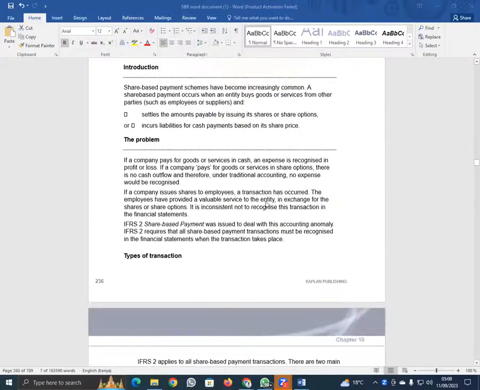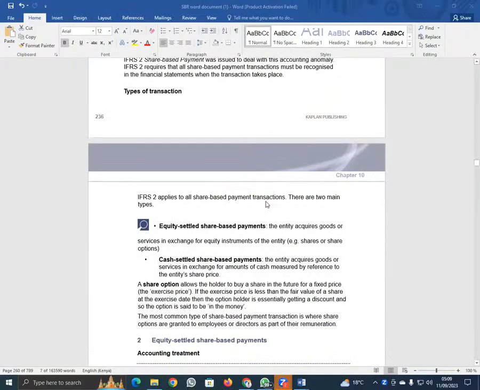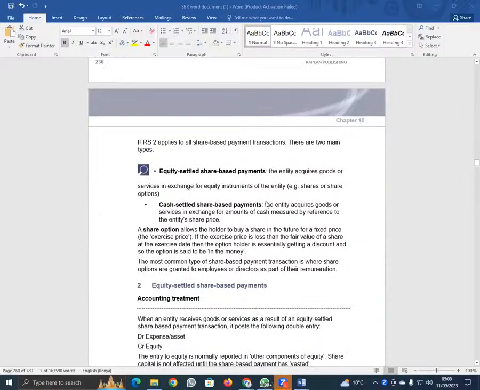Now, please listen to me very well. We have just mentioned, and we are reiterating, that IFRS 2 applies to all share-based payments. There are two main types. Number one, we have equity settled share-based payments. The entity acquires goods or services in exchange for equity instruments of the entity.